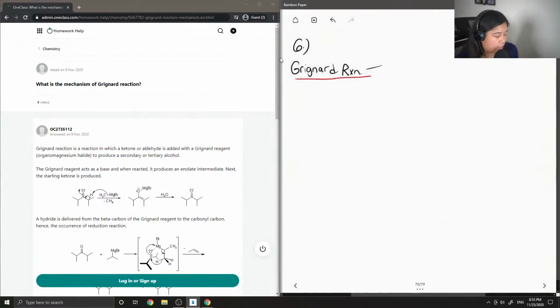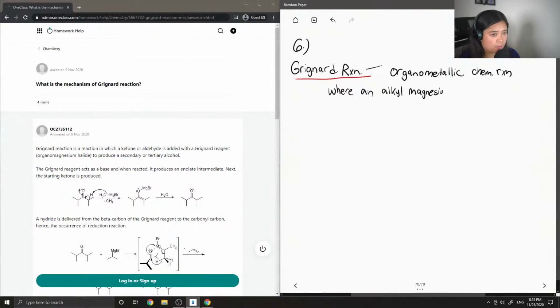So for this reaction, it is an organometallic chemical reaction where an alkyl magnesium halide, so the alkyl magnesium halide is known as our Grignard reagent. There's only one T in metallic.